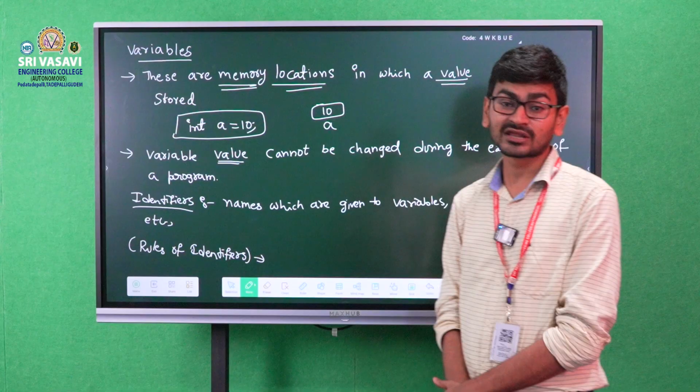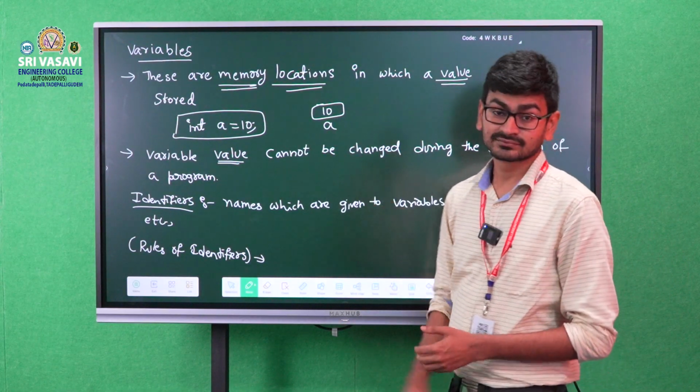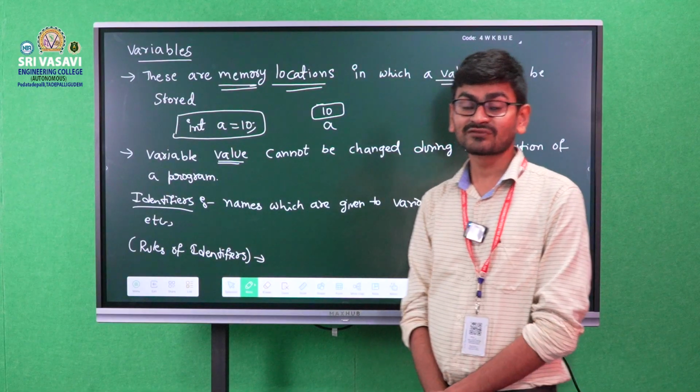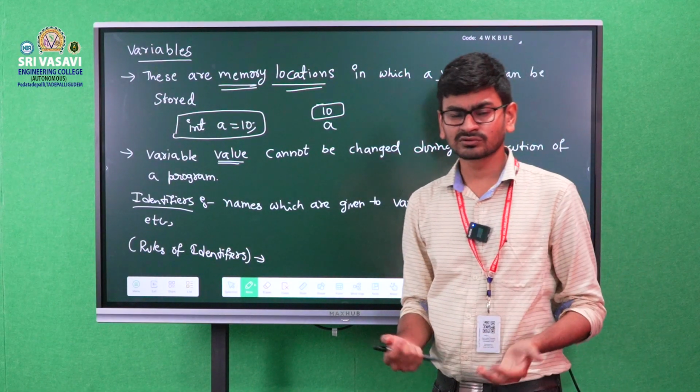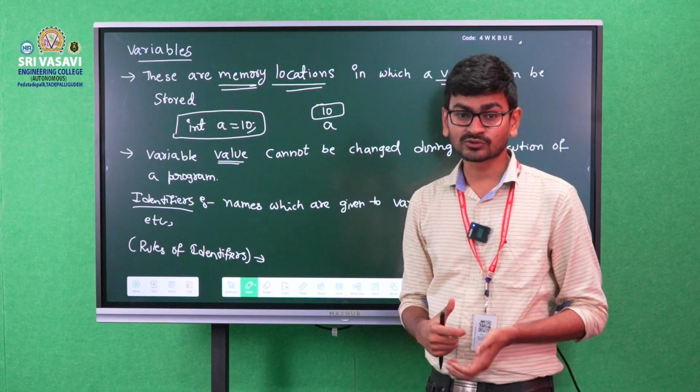Here a means the variable name. Inside the variable a we are storing 10. That is the meaning of this line. So a variable is a memory location. So you can assume a variable is a box. Inside a box a value can be stored.